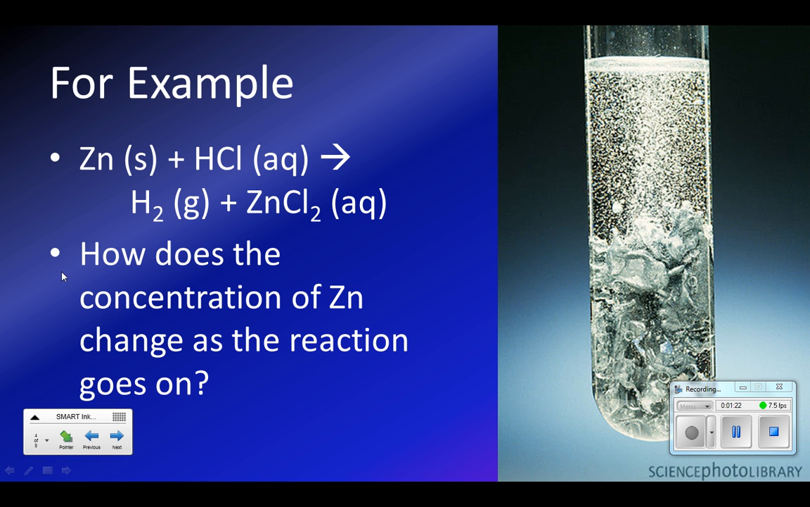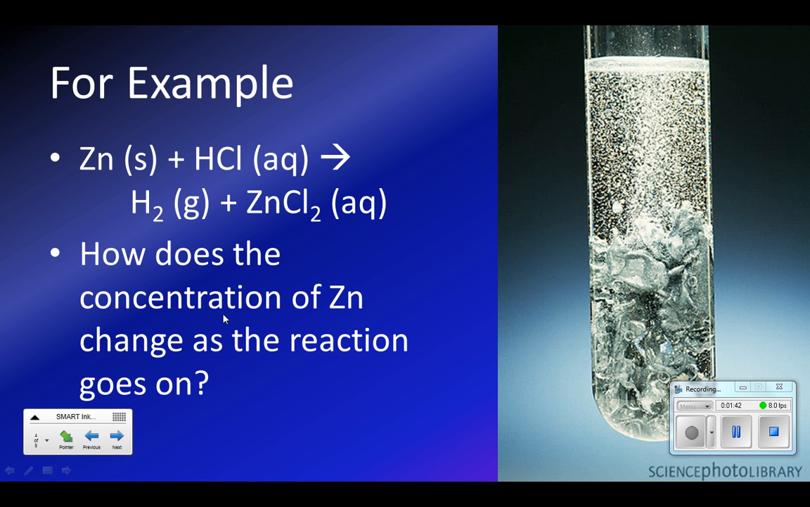Okay, the word concentration refers to the number of moles per liter. Well, it doesn't make any sense to talk about concentration of a solid, really, because it can't vary. The amount of moles that are in a chunk of zinc doesn't change. The amount changes, yes, but the concentration doesn't change.